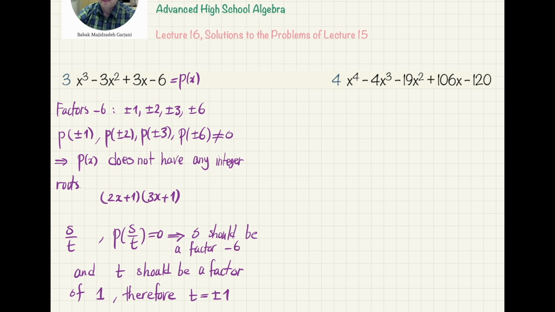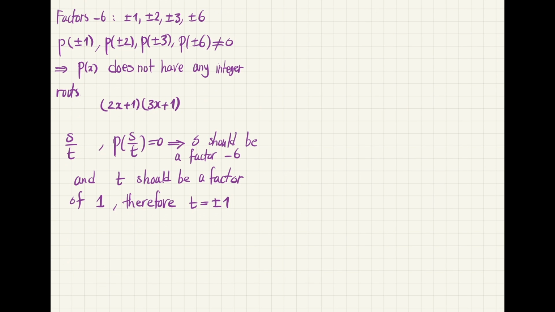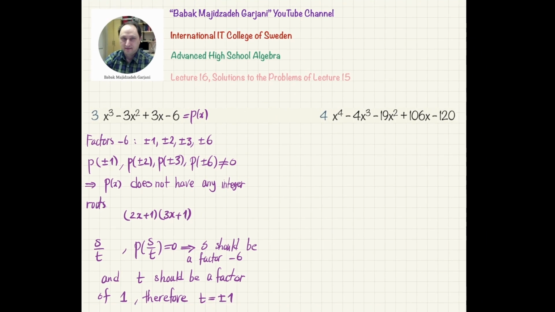So this polynomial doesn't have any integer roots. This polynomial doesn't have any rational roots either. So then I cannot factorize this polynomial over the set of integers. Yes, so we conclude that this polynomial cannot be factorized over the set of integers. Now let us go to the next problem.